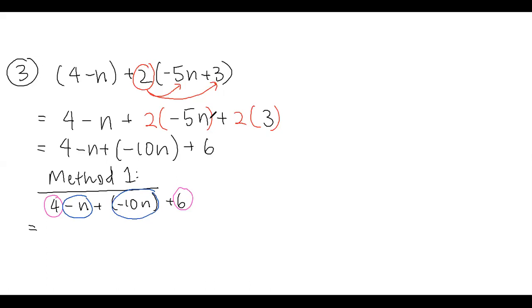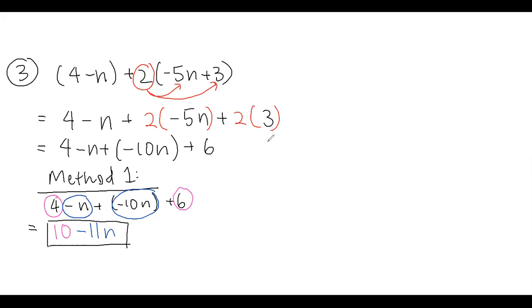4 plus 6, adding like terms. 4 plus 6, that's 10. Then I have 1 negative n, and I have 10 negative n's. So how many negative n's do I have altogether? I add 1, and I have 10. Altogether is 11. So that's why the final answer is 10 minus 11n.